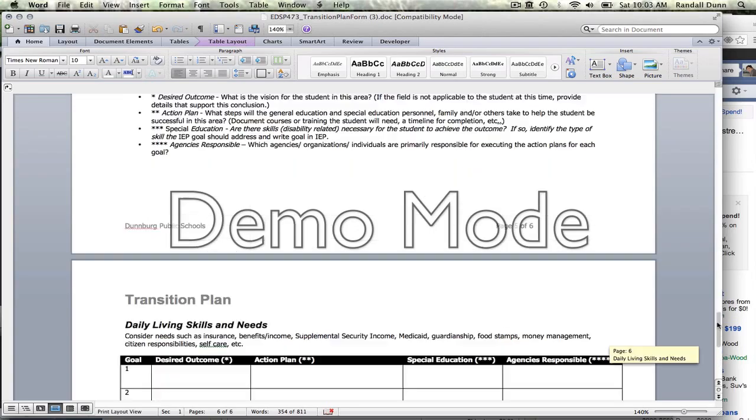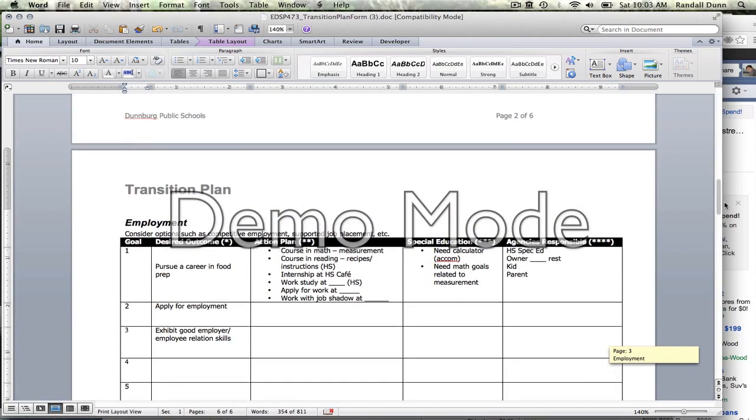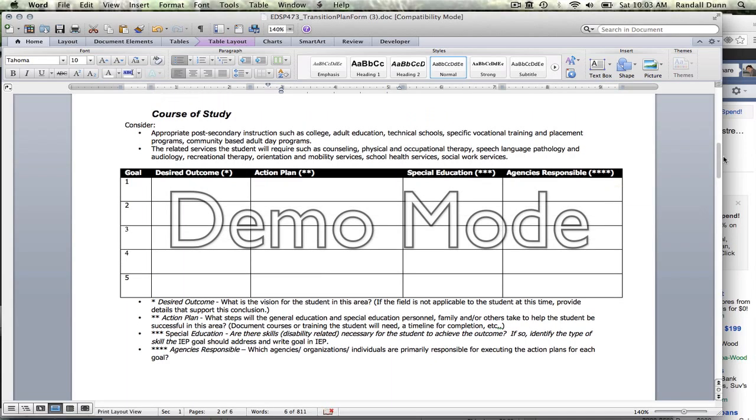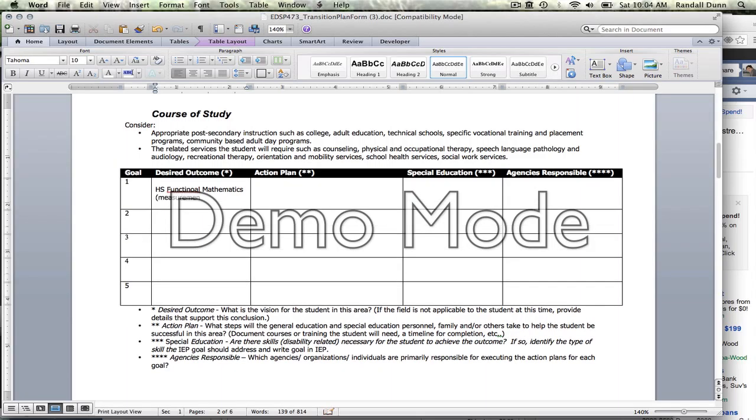So we got all that stuff, and then we go back up to course of study. Now remember, we had courses of math, courses in reading here, so those would probably be represented up here. So once we finish the other 3 sections, we come back to course of study, and that's where we might enter in high school functional academics program. Well, actually, I would probably put functional mathematics, measurement.